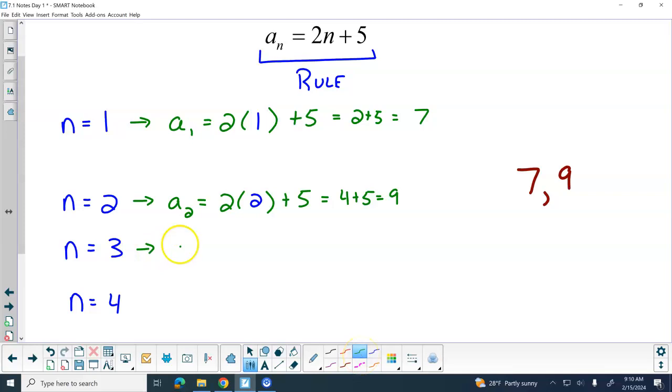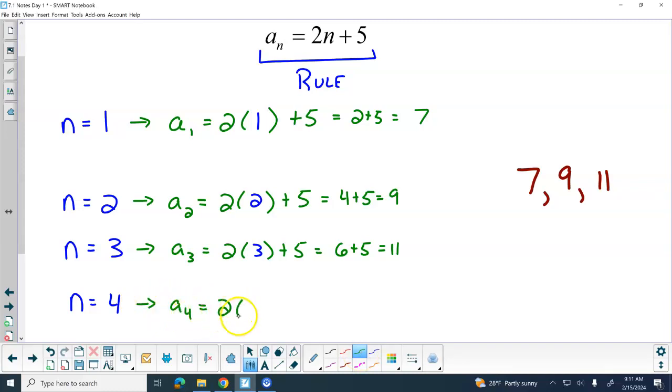Then, third term, 2 times 3 plus 5. 2 times 3 is 6, plus 5 is 11. So my third term is 11. Fourth term, I plug in 4 in for n in my function.